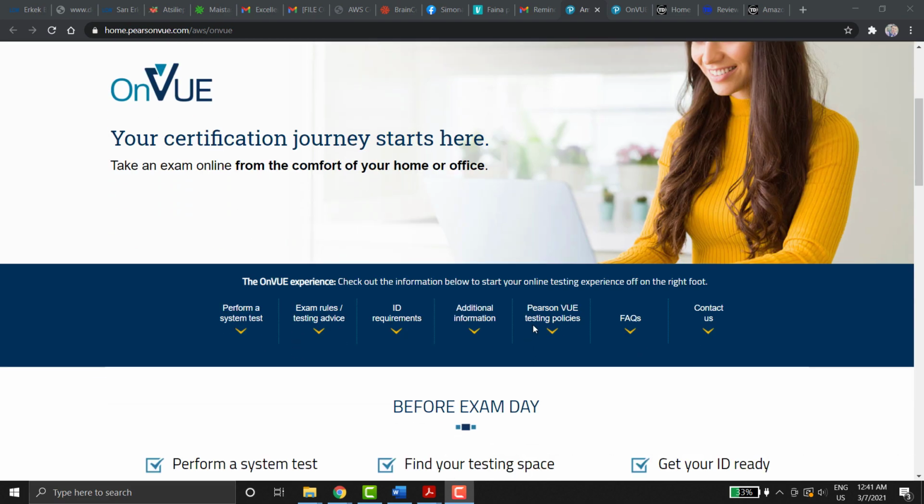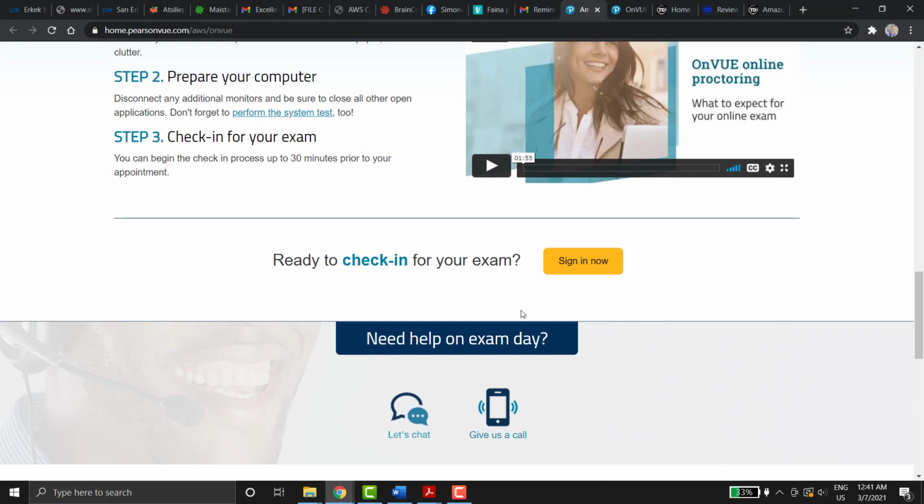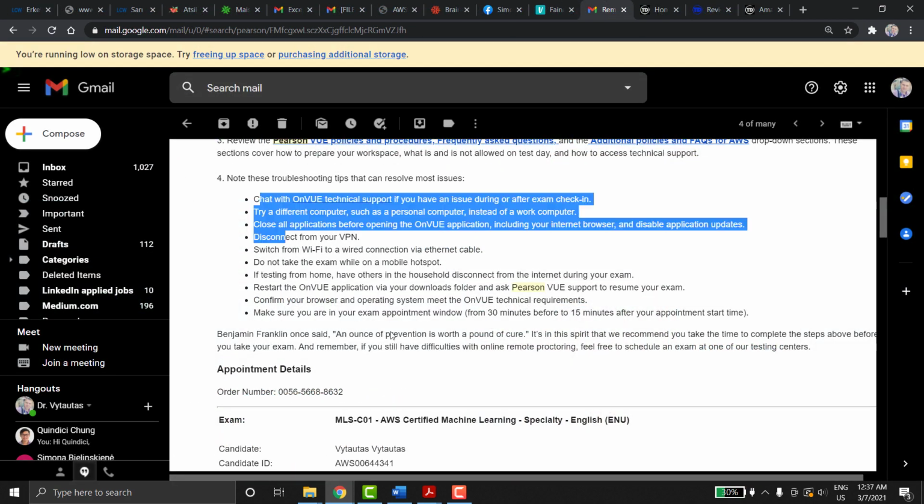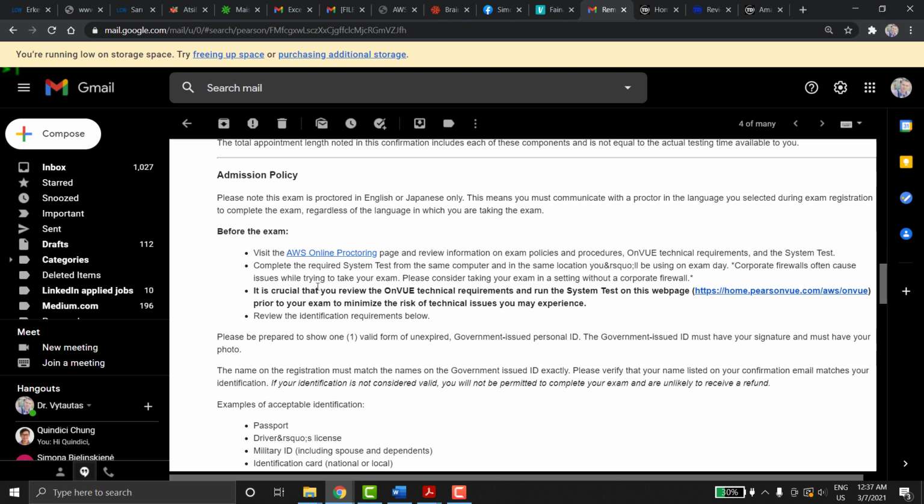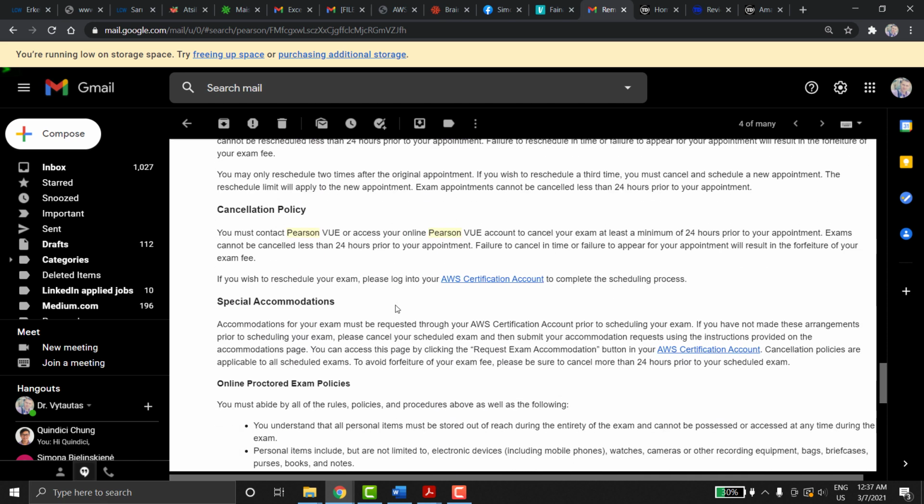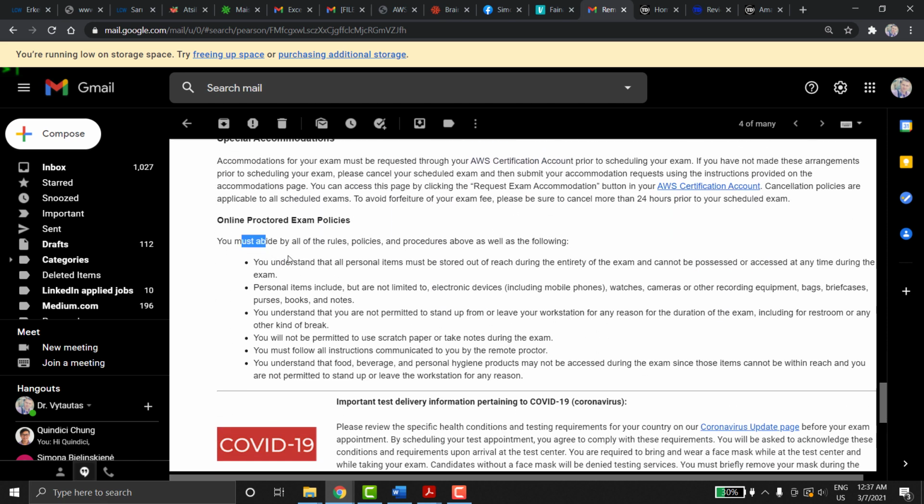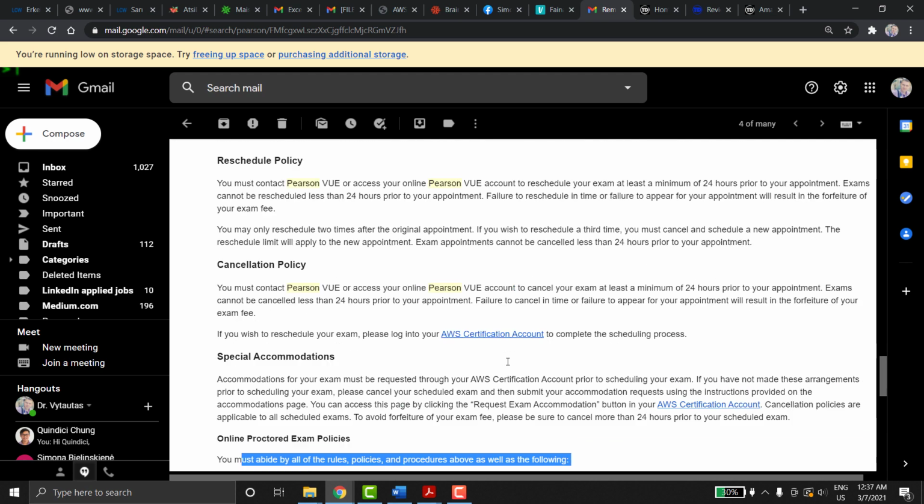Read carefully again the requirements for the workspace. Your table must be clean. You must hide or take out all unnecessary things. And lastly, check your machine again by running the system test to feel safe in case any unexpected technical issue happens. It is very important, because if it happens, your exam will be interrupted and you need to reschedule for the next time. It's very important.